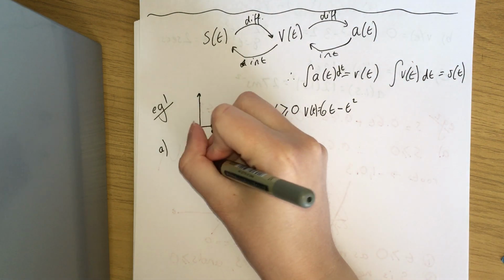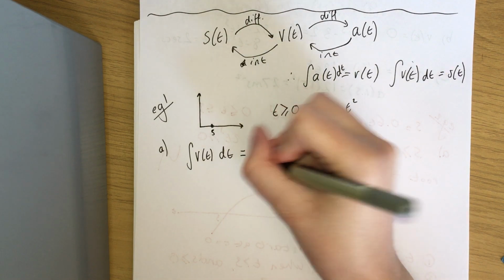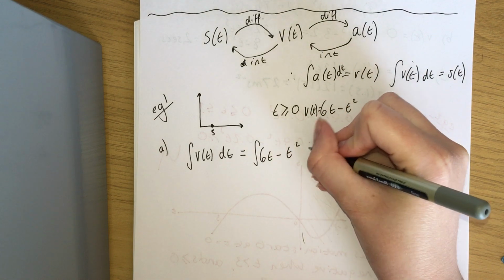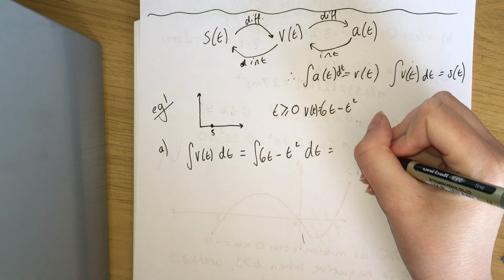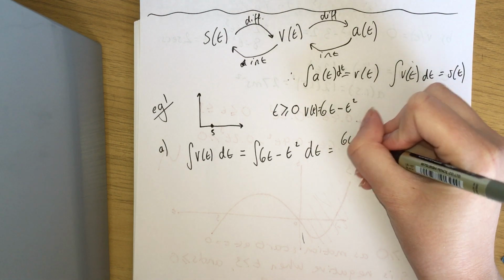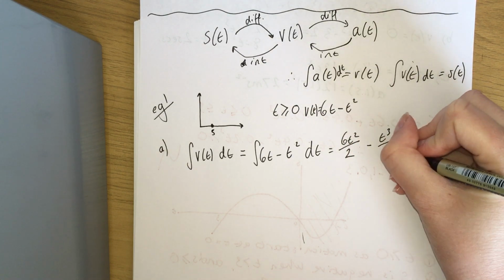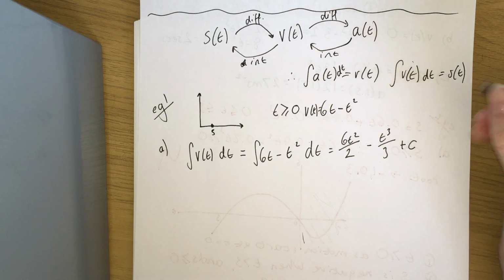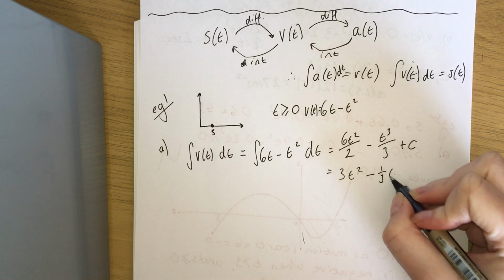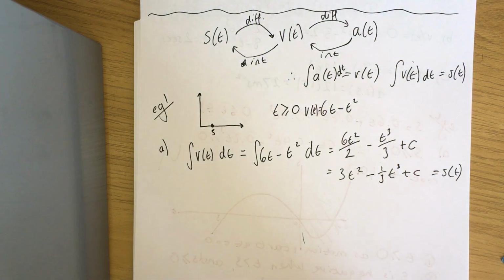Okay, so that means we need to integrate our velocity function to get our displacement function. So I'm integrating 6t minus t squared with respect to time. And that will give me my displacement function. So 6t squared over 2, subtract t cubed over 3 plus c. So let's simplify this first. 3t squared minus 1/3 of t cubed plus c is my displacement function.